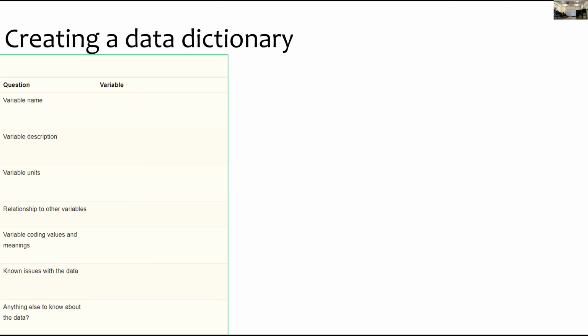Then relationship to other variables. Let us say you collect height and weight, and the statistician converts it to BMI. Then you can indicate that these are the source data for the BMI. Coding. I told you coding.